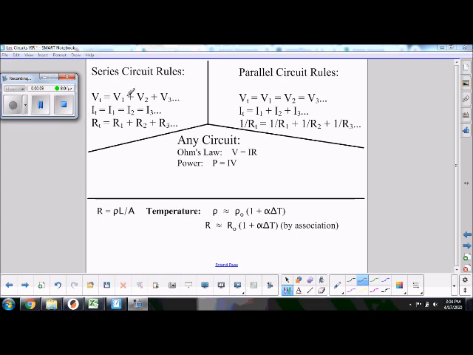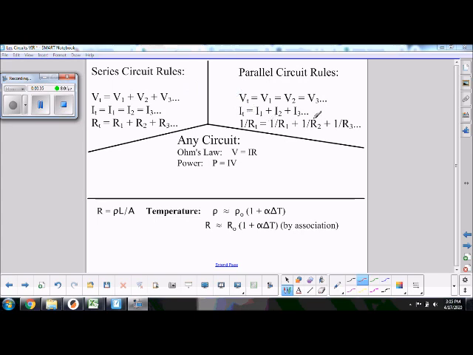You've got your series circuit rules. In a series section of a circuit, you would add up the voltages across each object, and they would add up to the total voltage for that section. The current is the same everywhere in that series section of circuit. And your resistors, to get the resistance in a series area, just add up the resistors in that area. Remember, the area stops when you hit a node, when you hit an intersection. That defines what a section is.